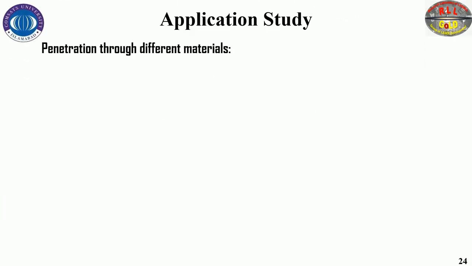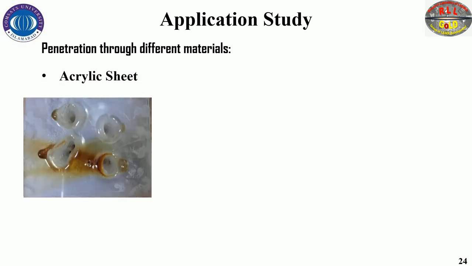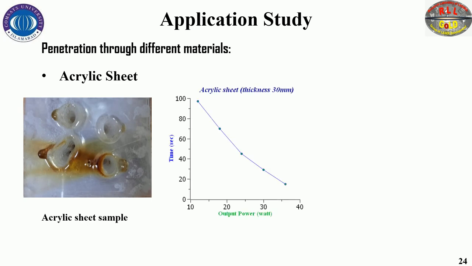Application. Then we check the penetration through different materials of this CO2 laser system output beam. First we take acrylic sheet. From this we see that the beam takes more time to penetrate through a 30 mm thick acrylic sheet at 12 watt output power. As the output power increases to 40 watt, it takes almost 16 or 17 seconds to penetrate through the 30 mm thick acrylic sheet.